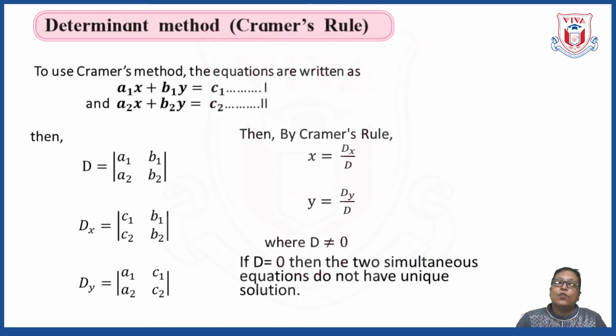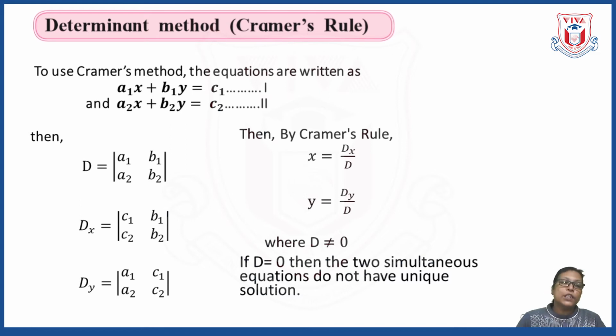Okay. Here value of D cannot be 0. You know that we cannot divide any number by 0. Okay. So when the value of D is 0, then the simultaneous equations do not have unique solutions. Always keep this in mind. It may appear in MCQs that if the value of D is 0, then what is the solution of the given simultaneous equations? Okay, so whenever value of D is 0, the simultaneous equations, they do not have unique solution. So you have to keep this in mind that D cannot be 0 here.